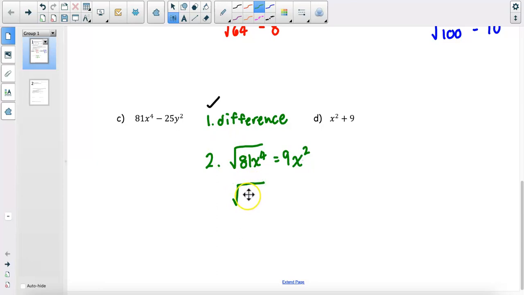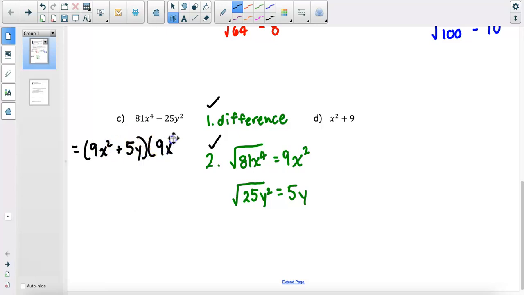We're then going to take the square root of 25y squared, and that's going to give us a value of... square root of 25 is 5. Square root of y squared is simply just y. So since we can take the square root of both, these are both perfect squares, and we can write, using these square rooted factors here, 9x squared plus 5y, and our other bracket of 9x squared minus 5y.